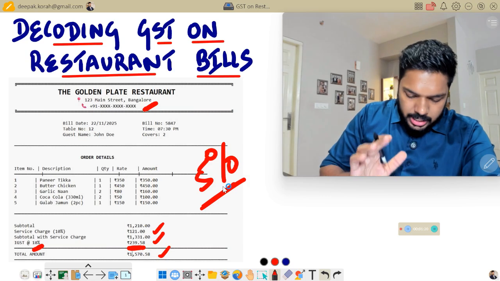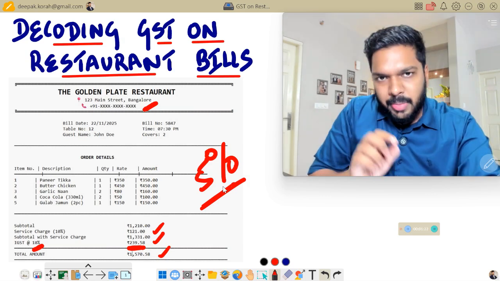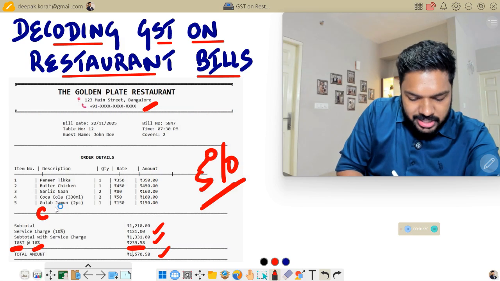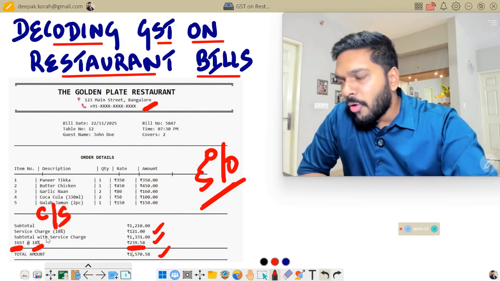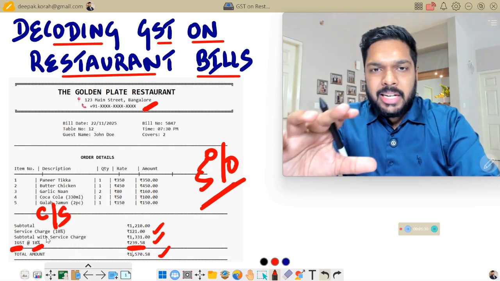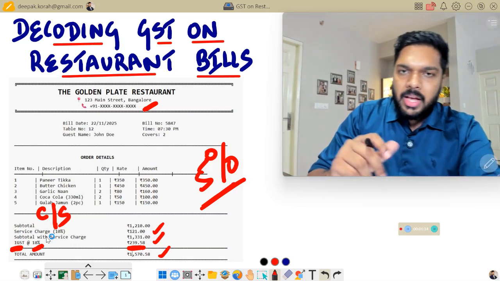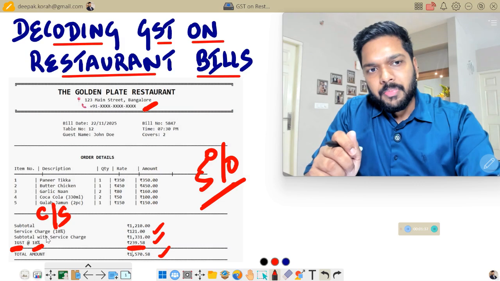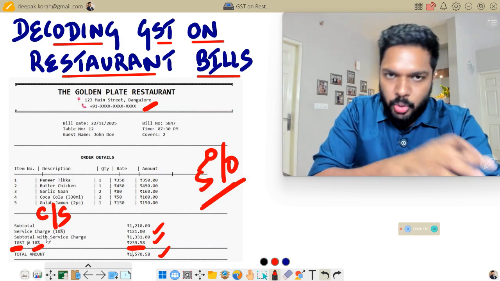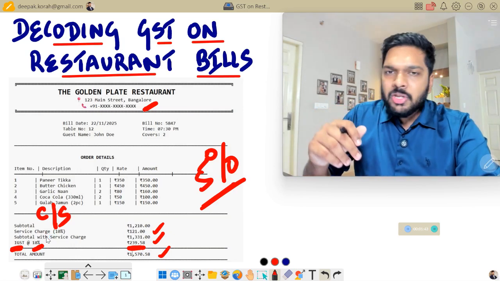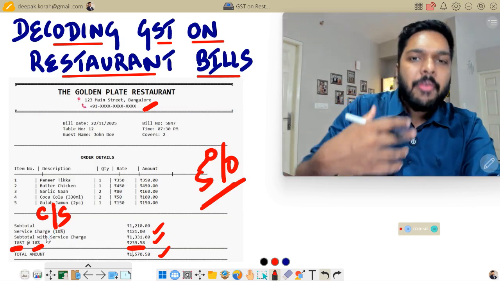Number three, the type of GST being used is incorrect. They have used an IGST instead of a CGST and an SGST. Now for restaurants, because the restaurant is permanently located in a particular place, you are going to the restaurant to have food. So the location of the supplier is the place where the restaurant is located, and the location of the recipient is you going there and having food.